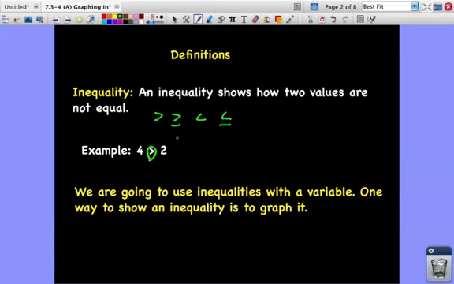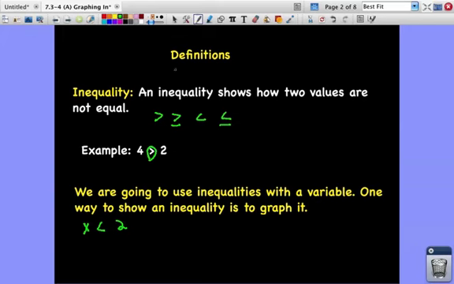What we're going to do is use inequalities with a variable, though. And one way to show an inequality is to graph it. Here's what I mean by that. We're going to have inequalities like x is less than 2. What that means is x can be any single number that is less than 2. It could be 1, 0, negative 1, negative 100, negative 150, negative 1/2, negative 1.725. It can be any number possible. We don't know what it is, but we know that x has to be less than 2.